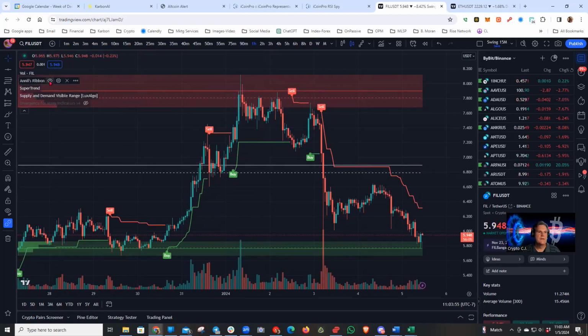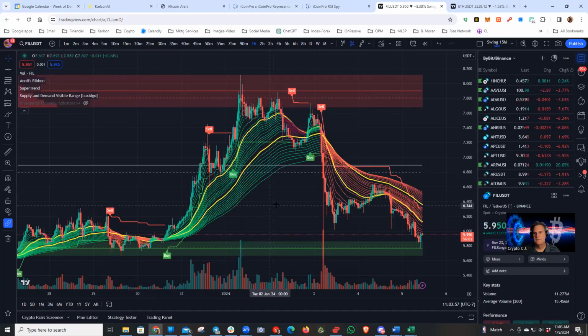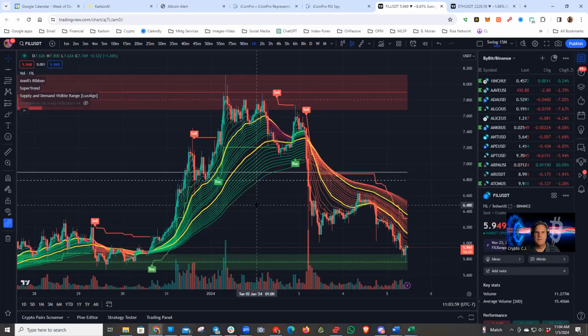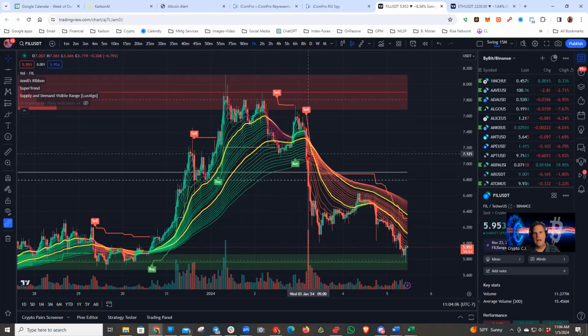Annie's ribbon is a series of EMAs, exponential moving averages, a bunch of them lined up. The idea is when something changes, like when this green goes to red, when all of them are red, that's when you may want to consider getting in. I'll put a link to Annie's strategy and how to use this in the description as well. I'm not always that picky. If I see a sell and Annie's ribbon like this, I may just get in.